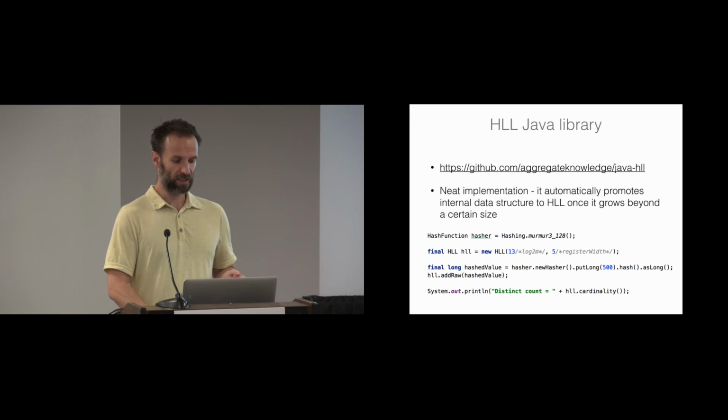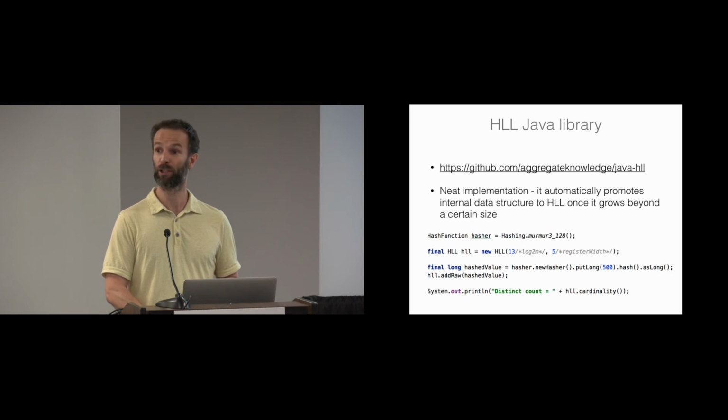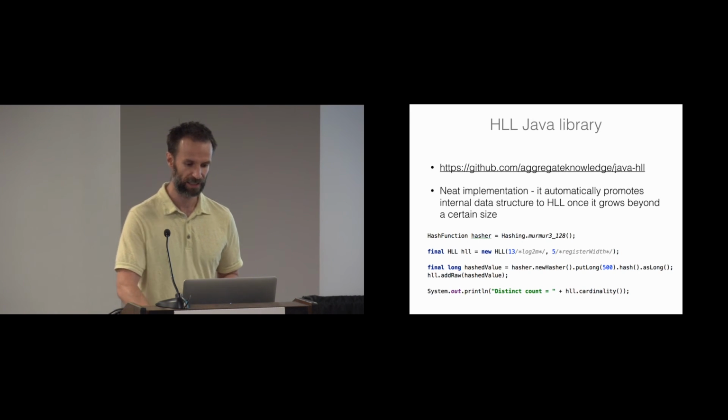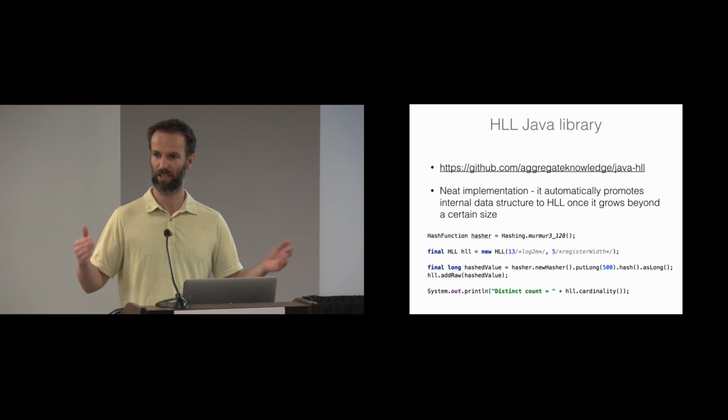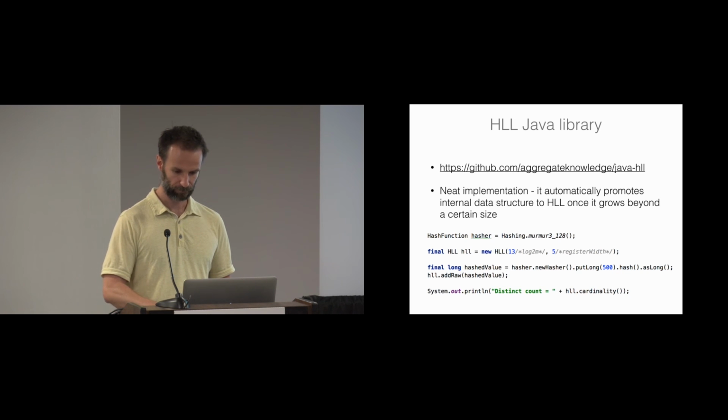Now, there's a very nice implementation of that from Neustar called Java HLL. The thing I like about this is that it's accurate with small cardinalities because it maintains a hashed data structure for small counts, and then it transparently transforms it to HyperLogLog when a certain threshold is reached.